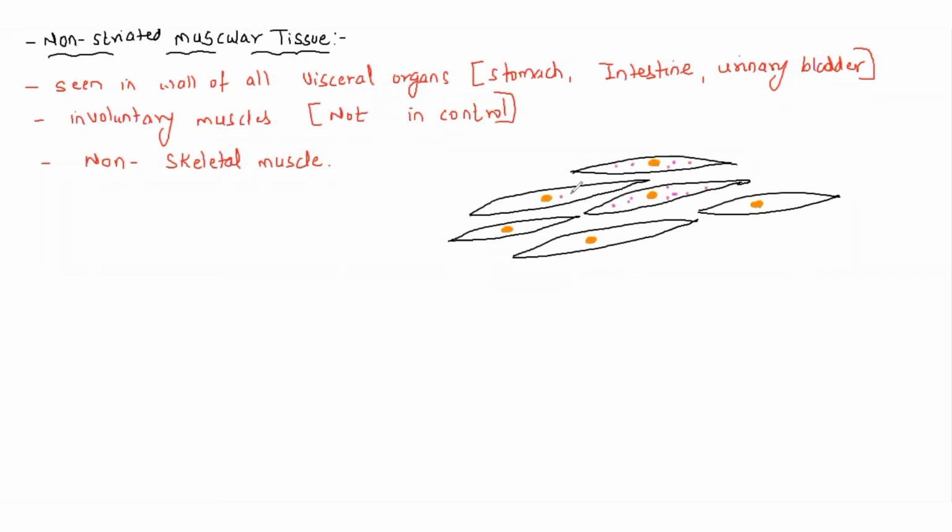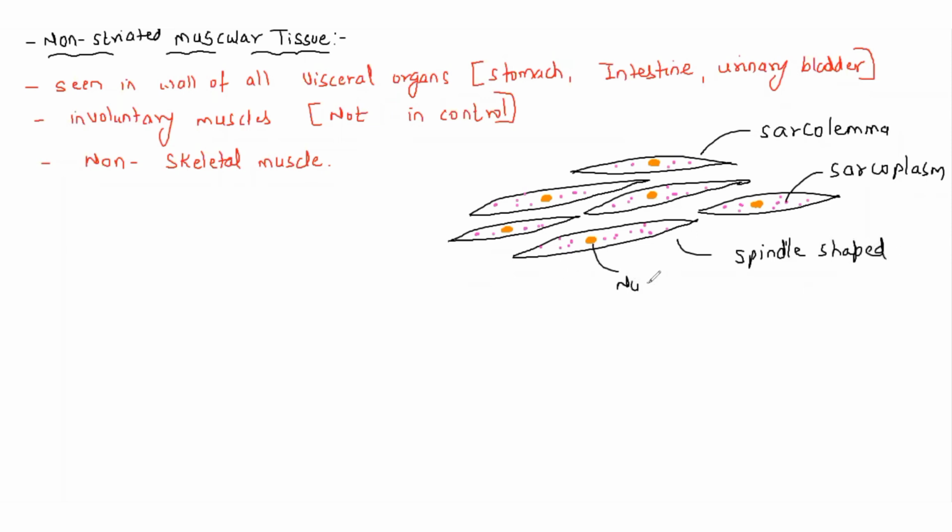So whenever it comes to these cells of non-striated muscular tissue, what you need to remember, first point, is that the cells are spindle shaped. Spindle shaped cells have the outermost covering that is called the sarcolemma, and inside there will be cytoplasm, so I call it sarcoplasm. The cells are almost spindle shaped, and in the center there is a nucleus present. So this nucleus is present inside.